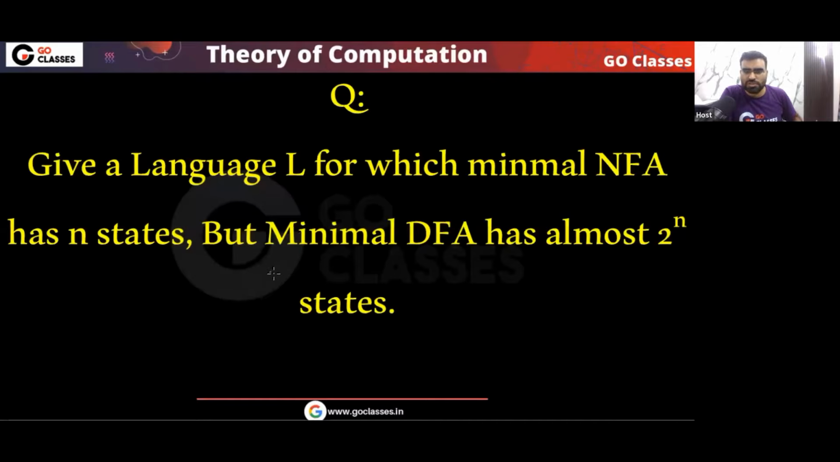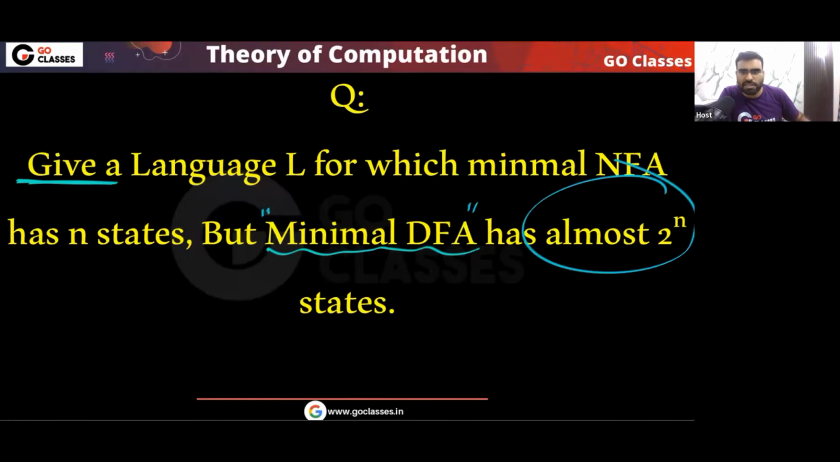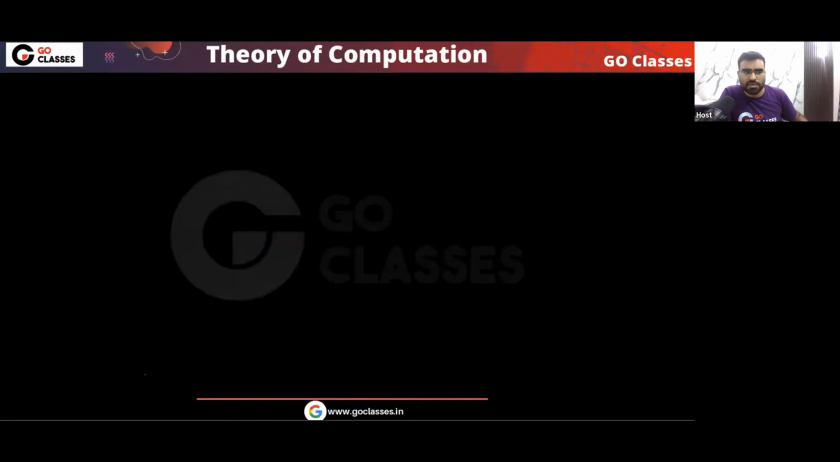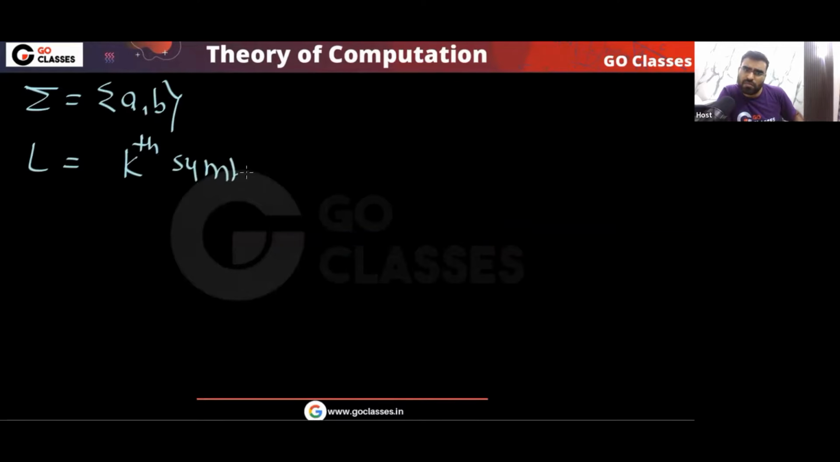Tell me the answer for this question. Can you give me a language where the NFA has n states, but the minimal DFA has almost 2 power n states? Yes, very easily you can give a language. For example, if your alphabet sigma is a, b, then consider the language where the kth symbol from the right is a.